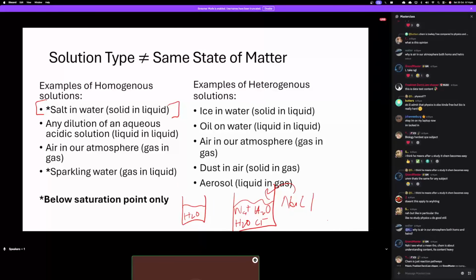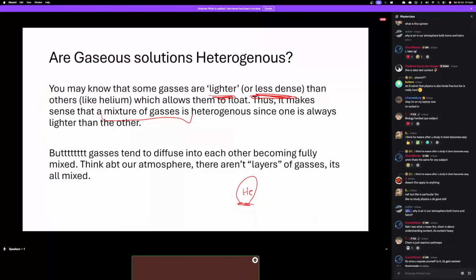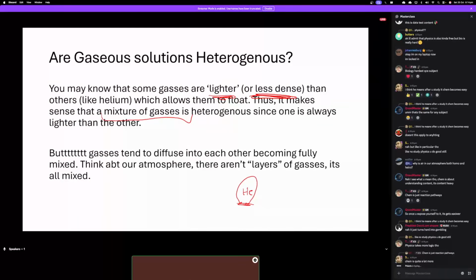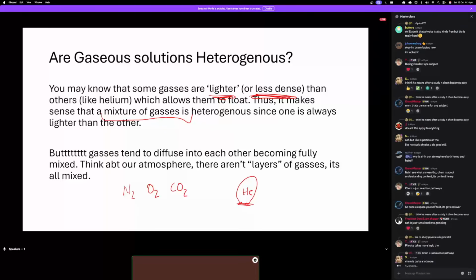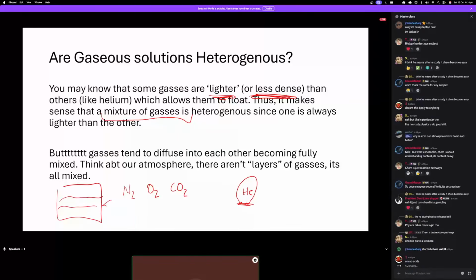Why is air an atmosphere both? The example that I used was to say that gases will diffuse into each other, which means they mix thoroughly, right? If you imagine in the atmosphere we have nitrogen gas and oxygen gas and CO2, etc., it's not like we have a layer for each one, right? They are fully mixing with each other.